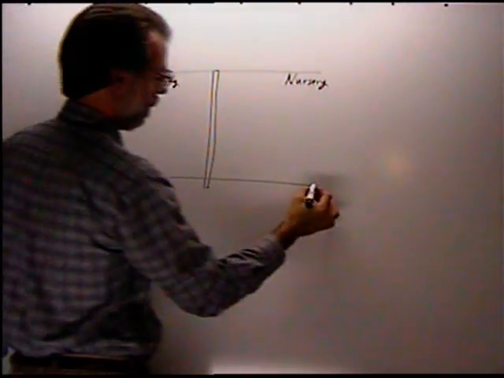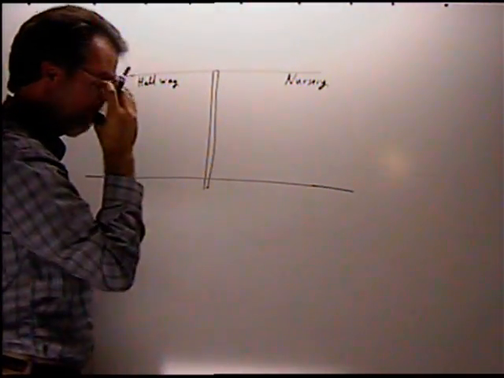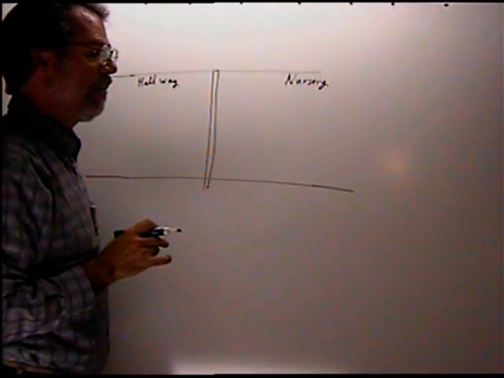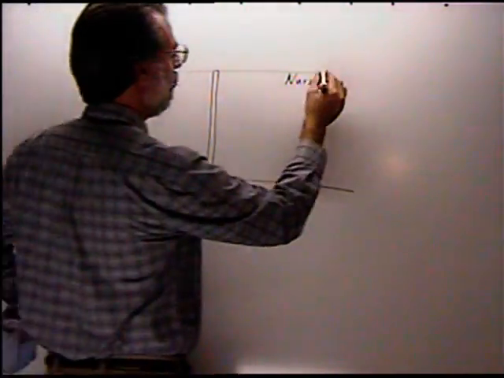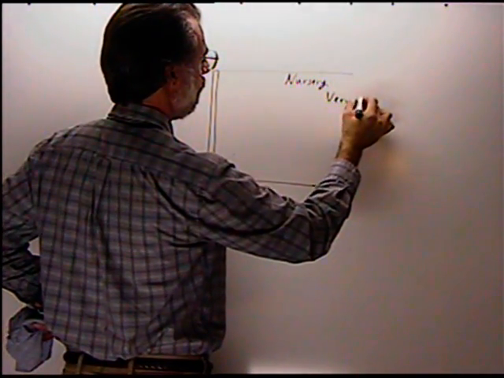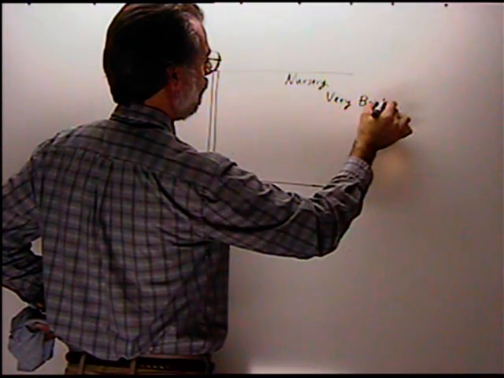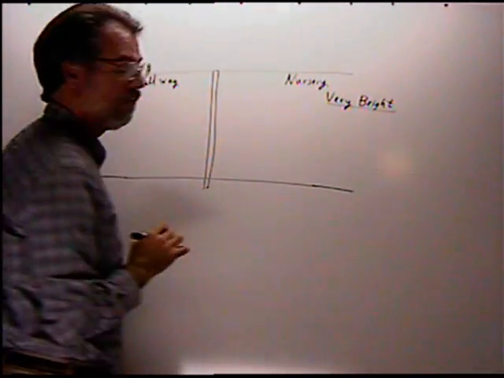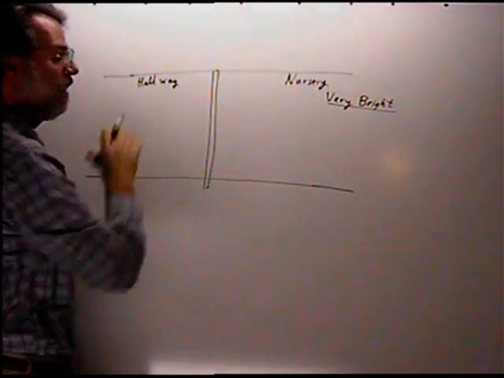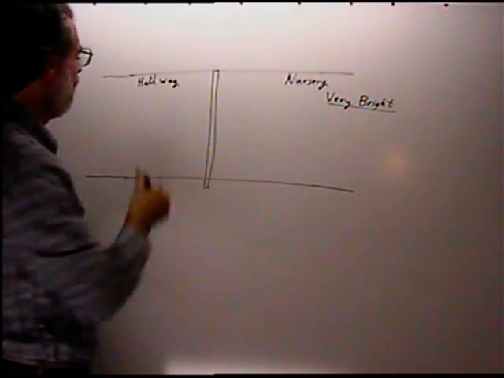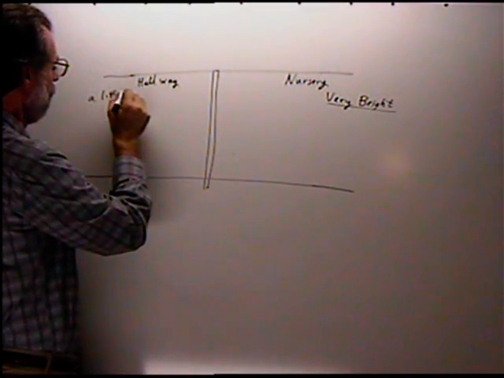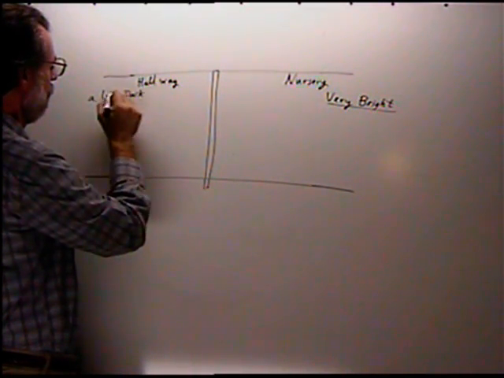Now, let's suppose the nursery is very bright. There's a lot of light in here, but the hallway is a little bit dark. It's a little dark.